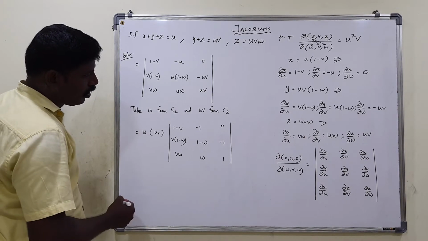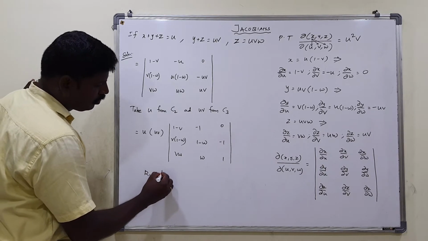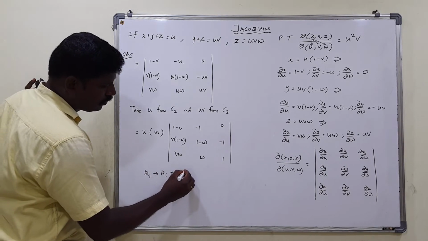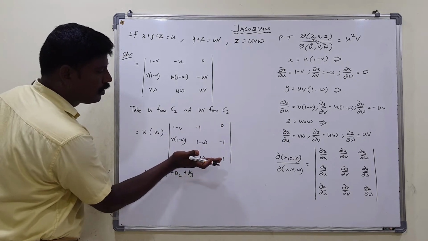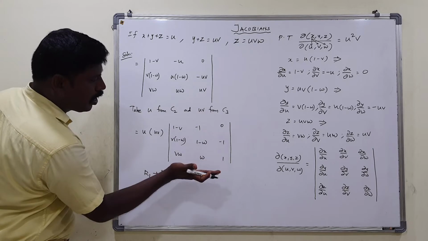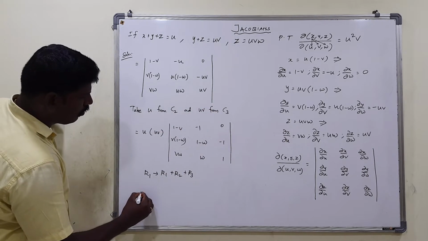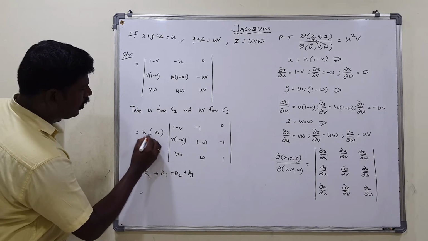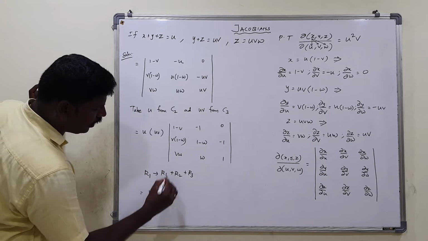Right. Now, R1 implies R1 plus R2 plus R3. This is R1, this is R2, this is R3. Add R1, R2 and R3, and substitute in R1. Okay? What will you get? So this 2 becomes u into uv, which becomes u square v, isn't it?